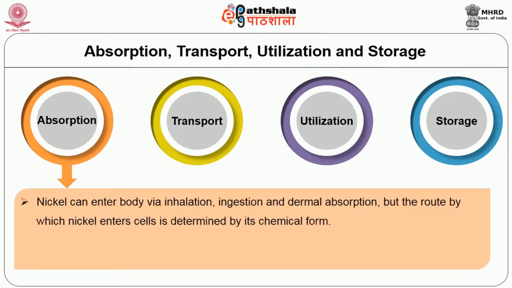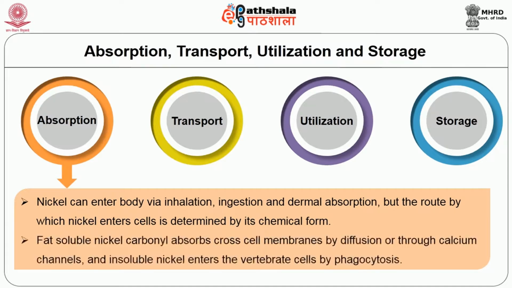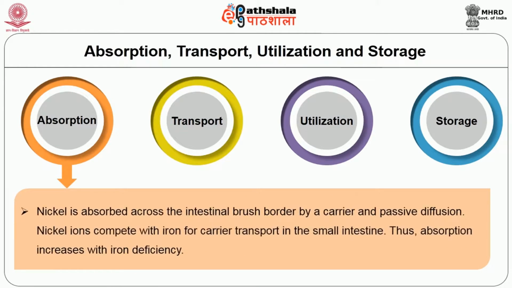Nickel can enter the body via inhalation, ingestion and dermal absorption, but the route by which nickel enters cells is determined by its chemical form. Fat-soluble nickel carbonyl absorbs across cell membranes by diffusion or through calcium channels, and insoluble nickel enters the vertebrate cells by phagocytosis. Nickel is absorbed across the intestinal brush border by a carrier and passive diffusion. Nickel ions compete with iron for carrier transport in the small intestine, and thus absorption increases with iron deficiency.